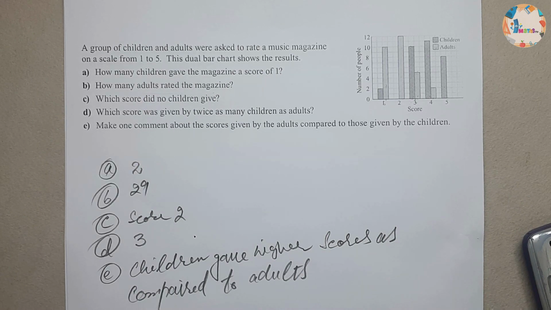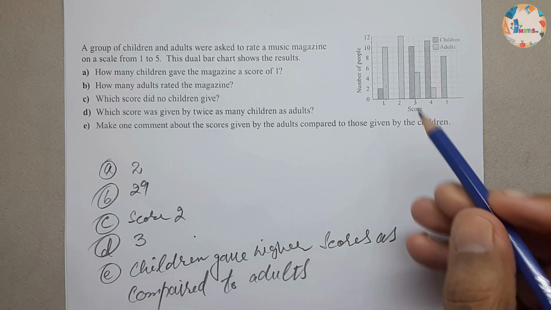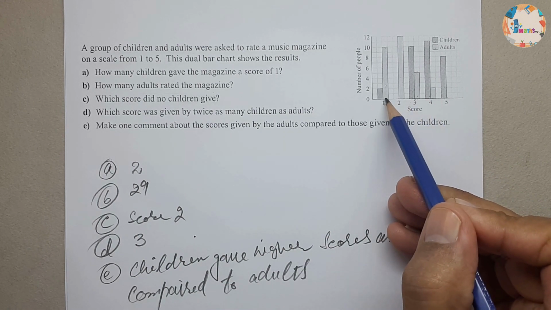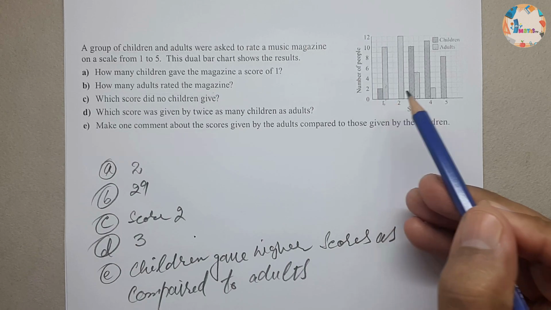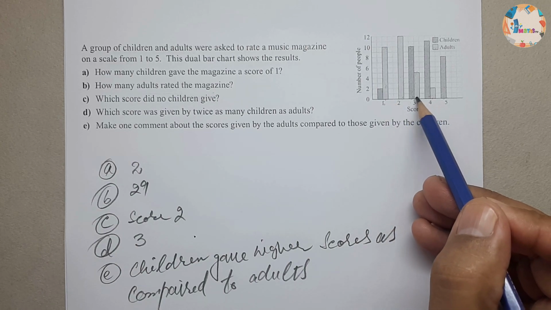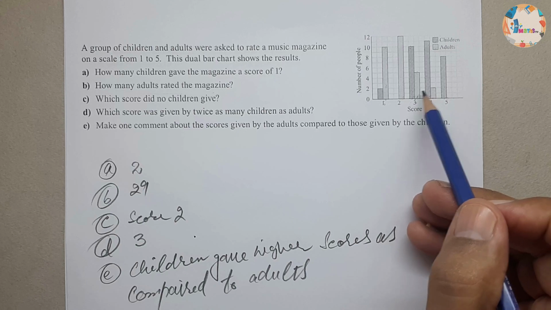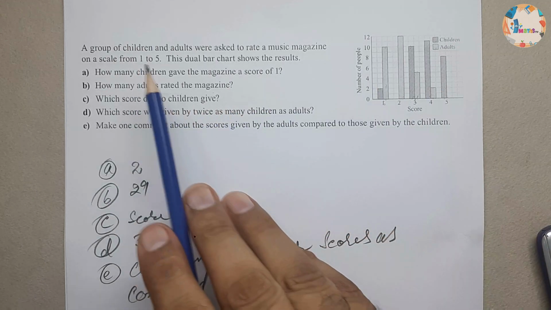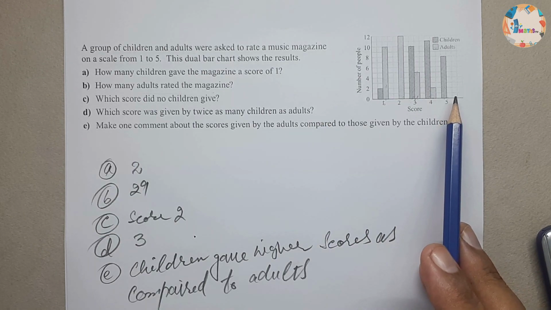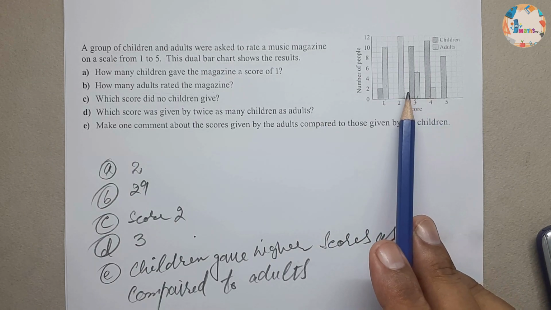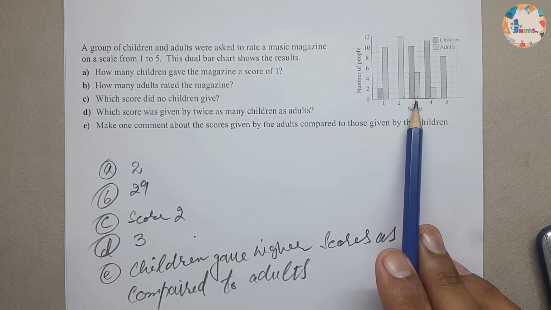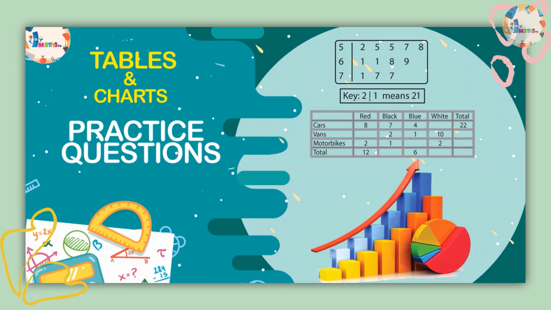So children were giving higher scores like 3, 4, and 5, whereas adults were giving lower scores like 1, 2, and 3. So it means, if for example 5 means higher liking, then the magazine will be highly liked by the children as compared to adults.